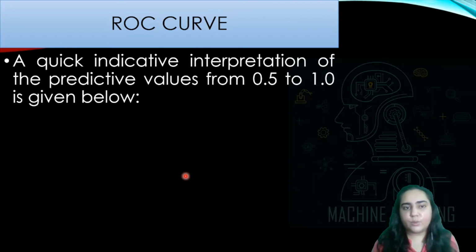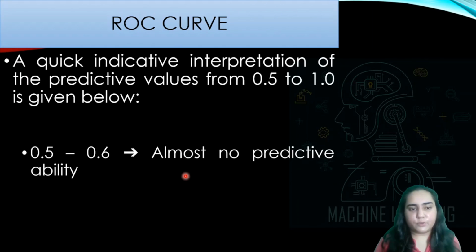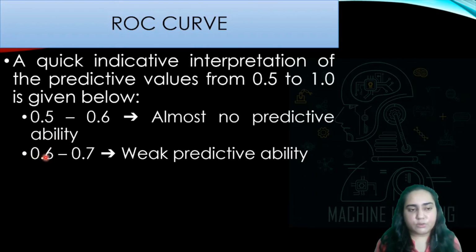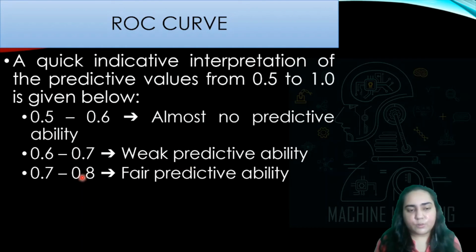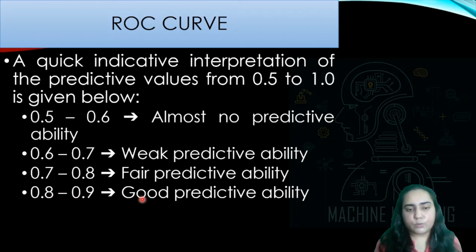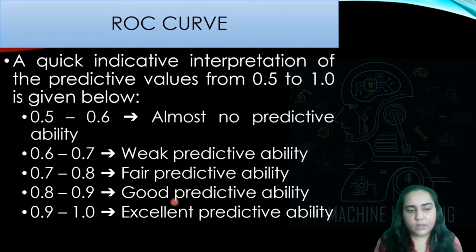And there is a quick indicative interpretation of how much area under the curve there should be from 0.5 to 1. If the area under the curve is between 0.5 and 0.6, your classifier has almost no predictive ability. If it is between 0.6 and 0.7, it has a weak predictive ability. Between 0.7 and 0.8, it has a fair predictive ability. Between 0.8 and 0.9, it has a good predictive ability. And obviously between 0.9 and 1, it has an excellent predictive ability. So this is how you can interpret the ROC curve.